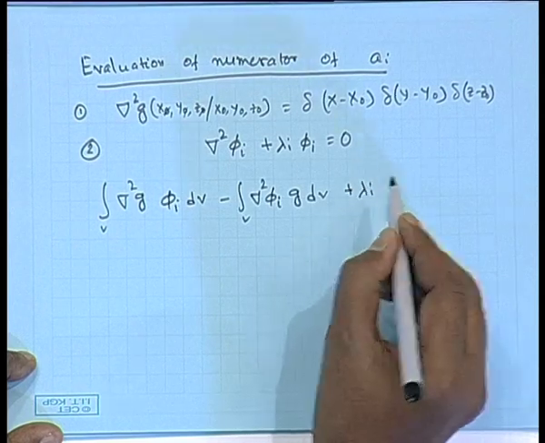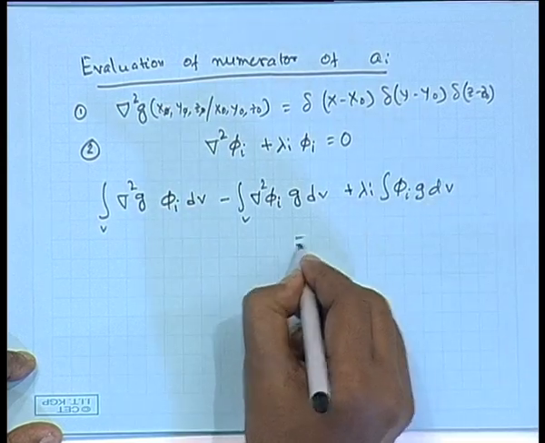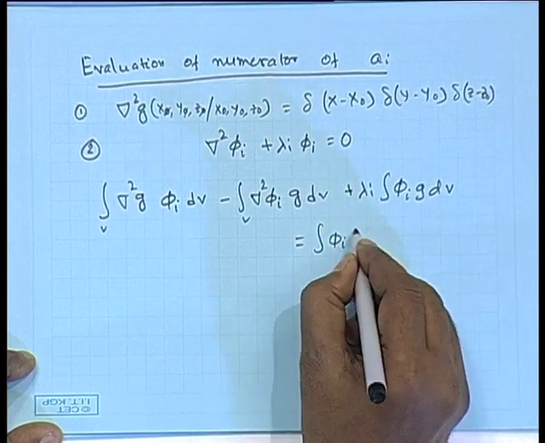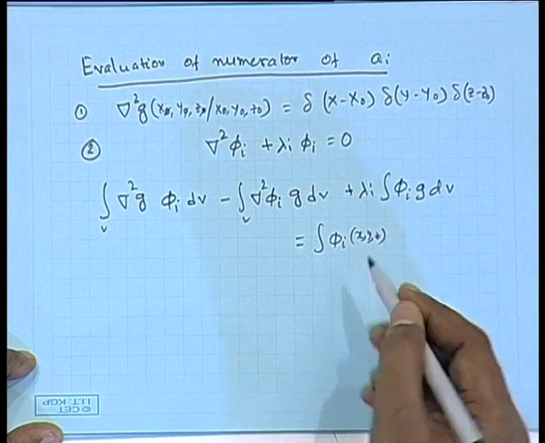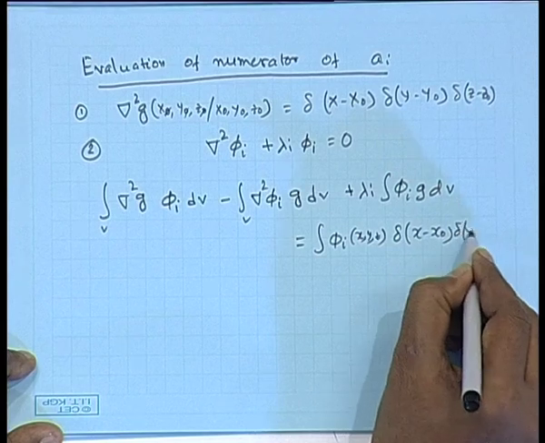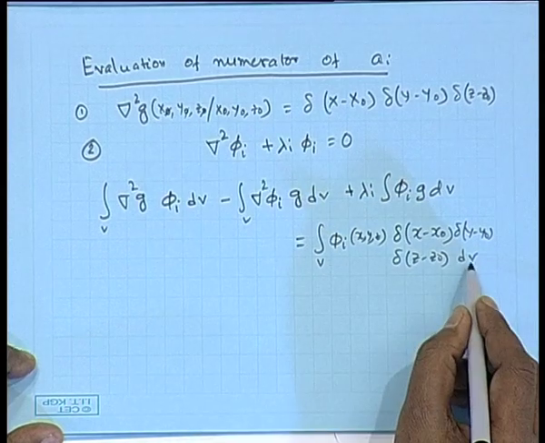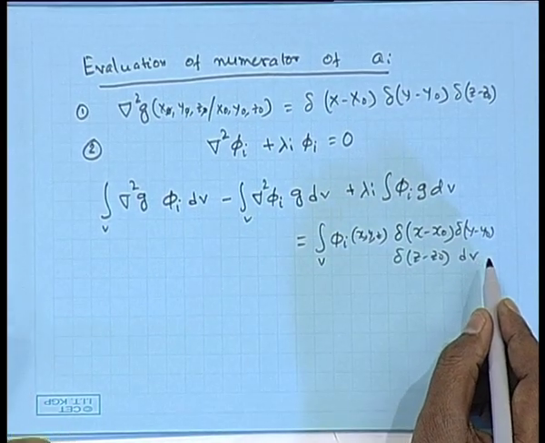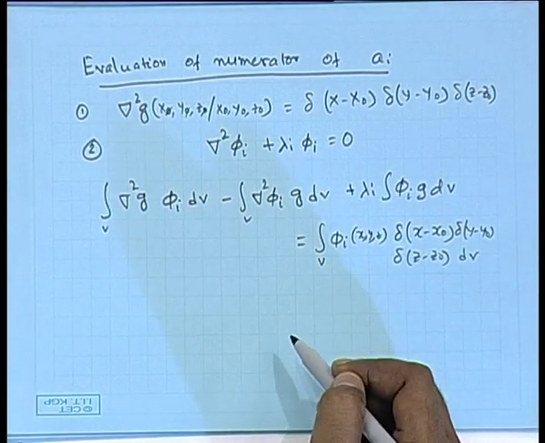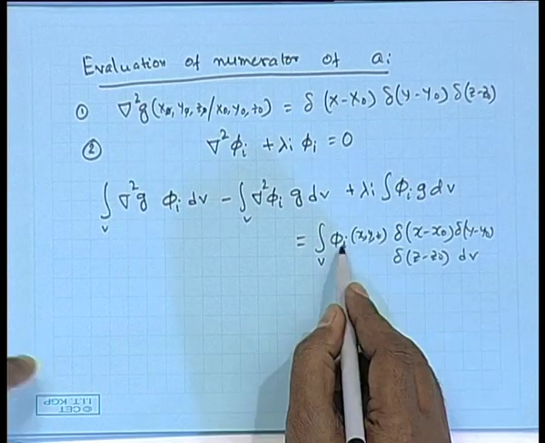plus lambda is a constant. This will be integration phi i g dv is equal to, what is this? This will be phi i, which will be a function of x y z as well, delta x minus x naught delta y minus y naught delta z minus z naught dv over volume. What is this dv? dv is nothing but dx dy dz, and this volume integral will basically be a triple integral, one over x, another over y, the third one over z. So, what will be the right hand side?